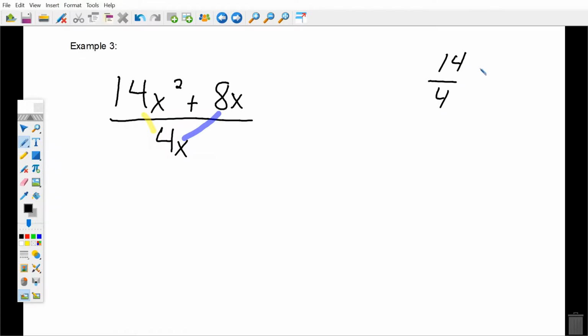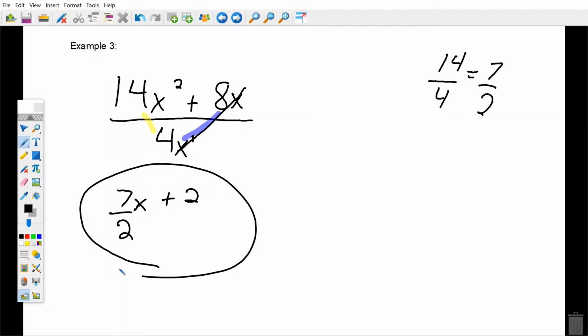14 divided by 4, they can both be divided by 2, which would be 7 over 2. So this becomes 7 over 2. For the exponents, we had 2 subtract 1 is 1x, so 7x over 2. And then over here, 8x divided by 4x, well, 4 will divide into 8 evenly, which is 2. And then x and x will cancel out. And our answer is 7x over 2 plus 2. So once again, the important thing here is if you have a 14 and a 4, the numbers that won't divide in evenly, you're looking to reduce that fraction as much as you can.